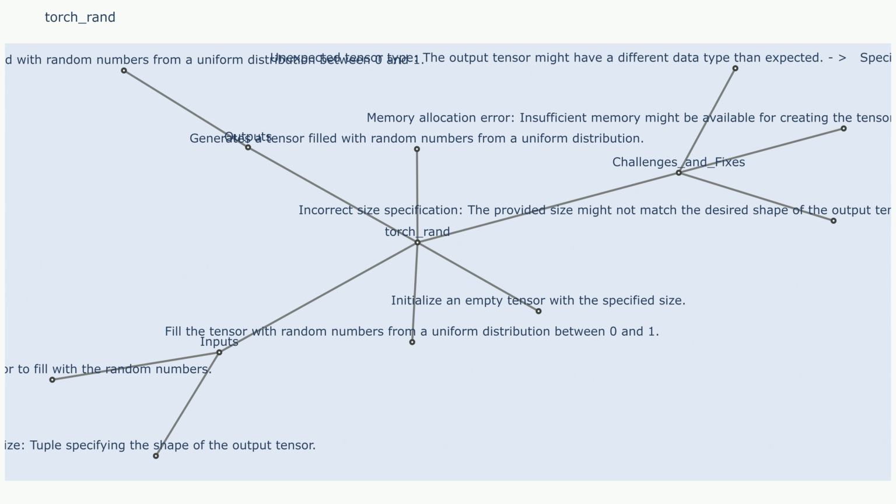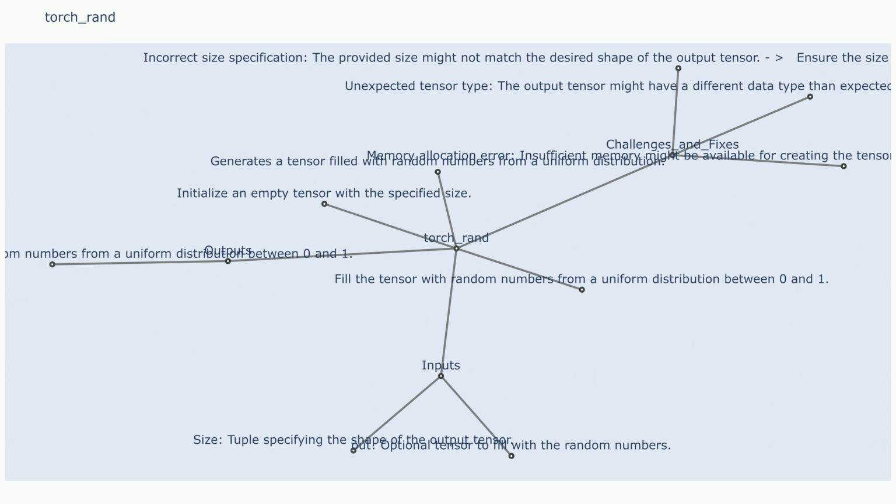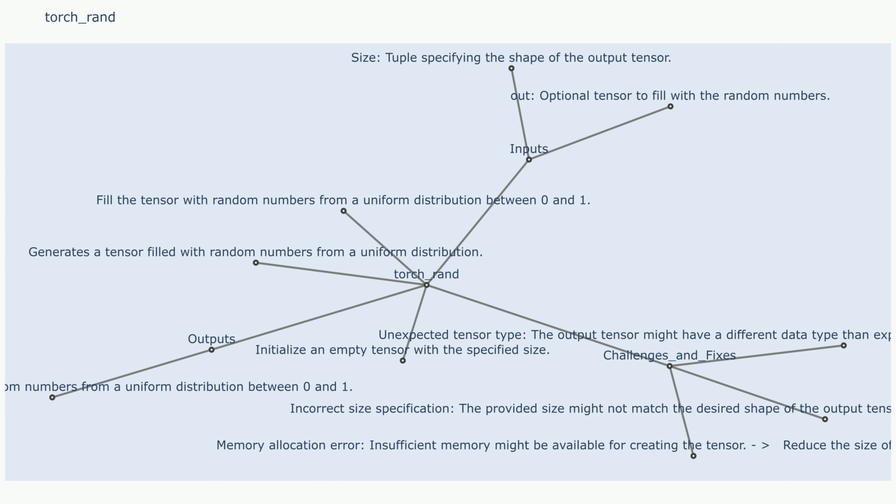Challenge 1: incorrectly specifying the size input. This can lead to a tensor with an unexpected shape. Sample use case that resulted in challenge 1: torch.rand(3), intended to create a tensor with 3 elements. However, a tensor with 3 rows and 1 column was created.